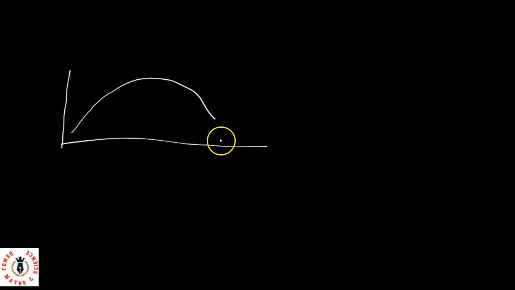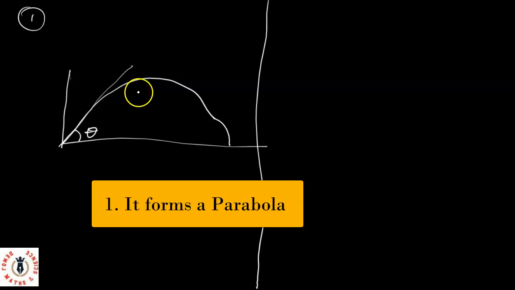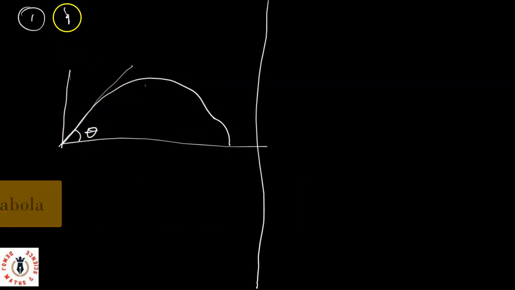Now that object is actually thrown at an angle. Let's call that angle theta. Now, there are some unique things I want you to observe first about this object. The first thing is one, the object forms a parabola. It forms a parabola like this.